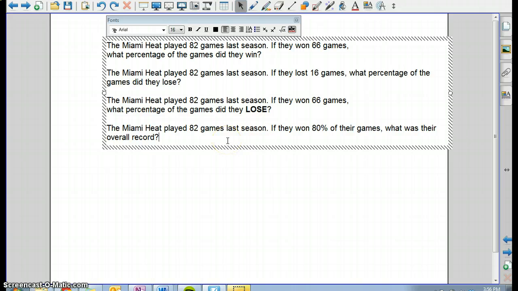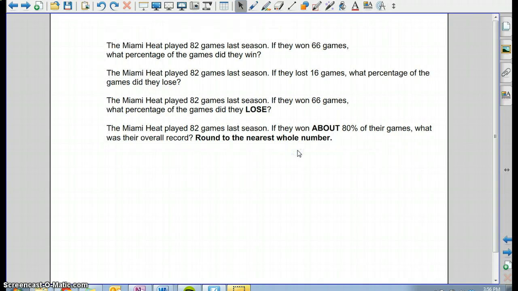What I want to tell you, if I break down this last question, one very important thing to do would be to put a disclaimer that they won about 80% of the games, or I may need to say round to the nearest whole number. Because if I actually solve the problem, they won 80% out of 100 games, which is what percent out of 82? We'll solve the proportion. 100x equals, let's see, 82 times 80.